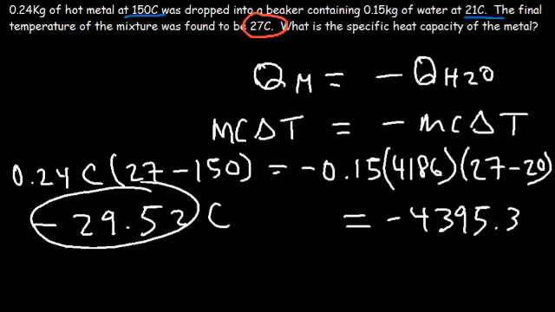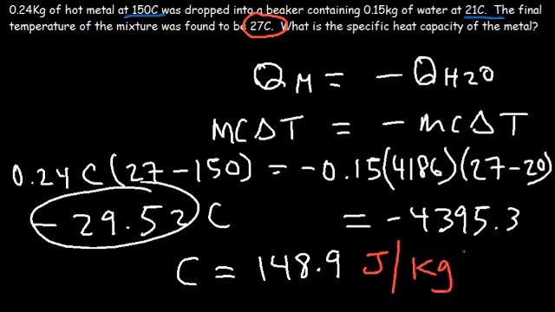So negative 4,395.3 divided by negative 29.52. You should get a specific heat capacity of 148.9 joules per kilogram per degree Celsius.